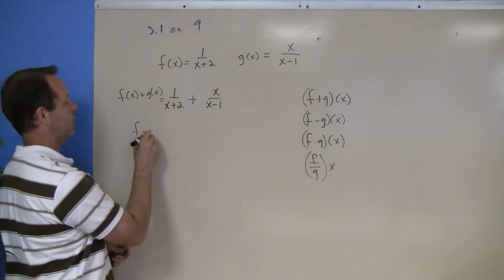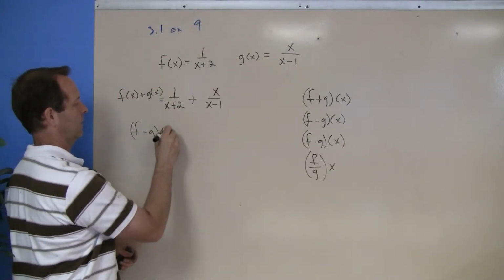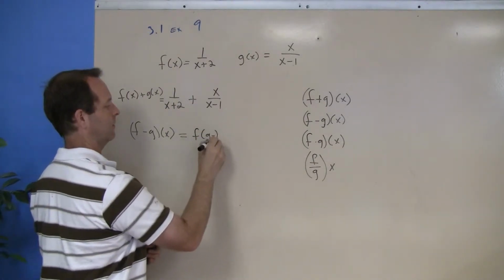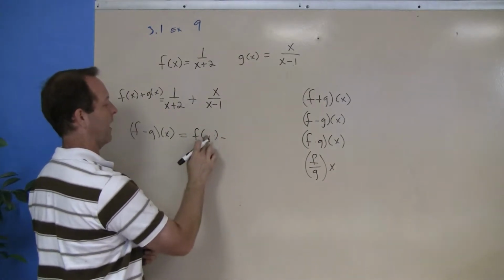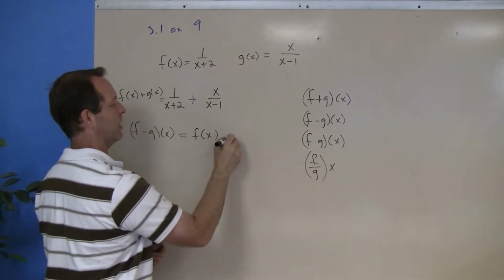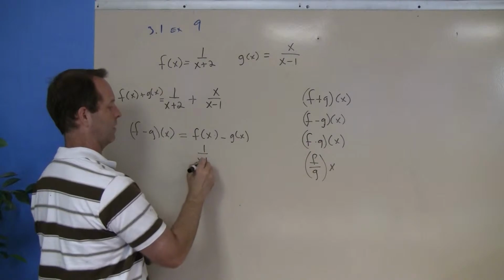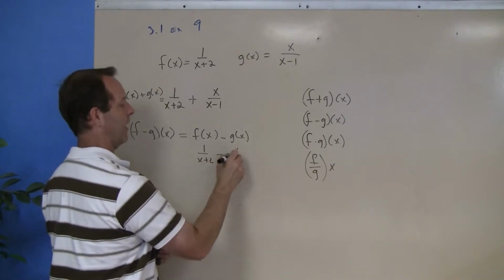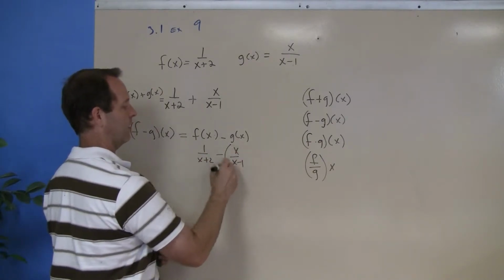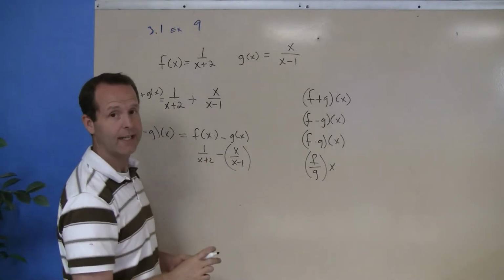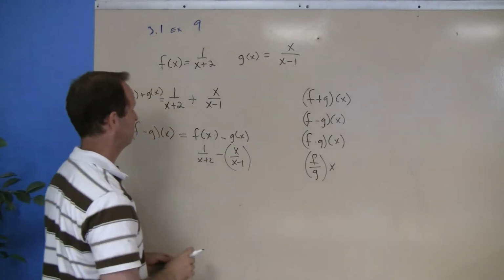f minus g of x is f of x minus g of x, or 1 over x plus 2, take away x over x minus 1. And I'm going to put this around parentheses because I want to make sure I subtract the entire function.